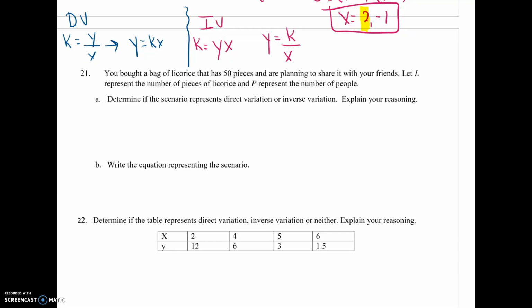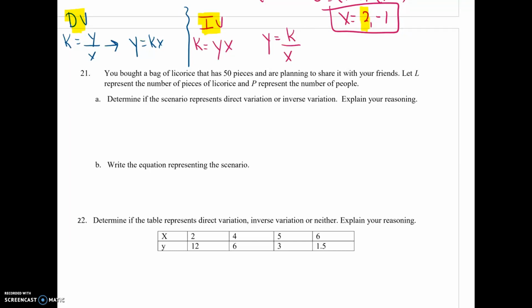And again, one more thing about direct variation and inverse variation: in direct variation, as x gets bigger, y gets bigger, and in inverse variation, as x gets bigger, y gets smaller. So if you're not sure what's happening, make a little table.